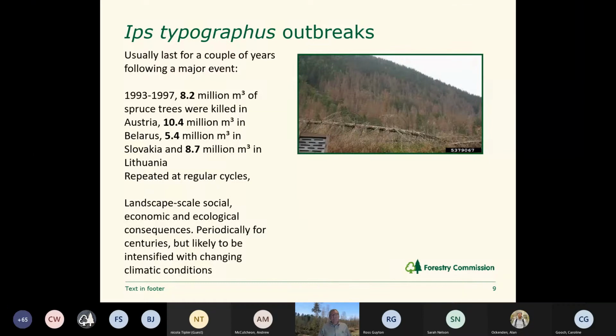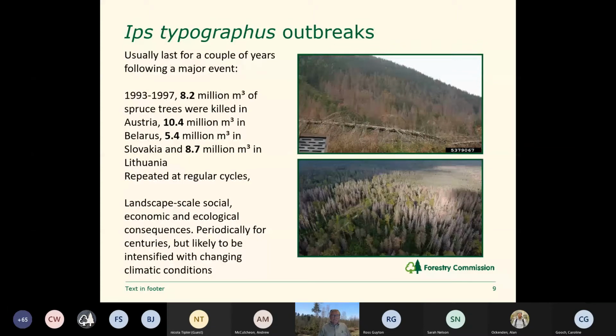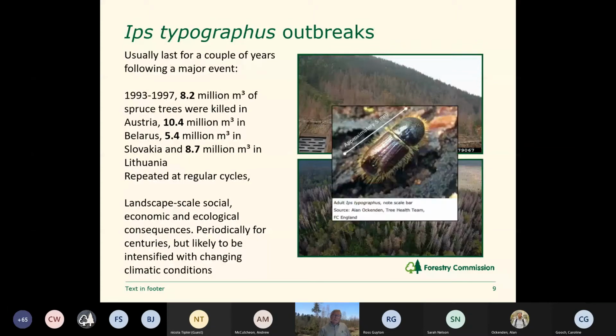It very rapidly colonizes right through a landscape, both in its natural range and in plantations. Spruce, which is the primary host species for the beetle, is often found in monocultures or in significant plantations. So there is very easy dispersal for the beetle across large landscapes. And thank you, Alan. This is another photo of the little brown jobby. It's a quarter inch long, but has this devastating effect.